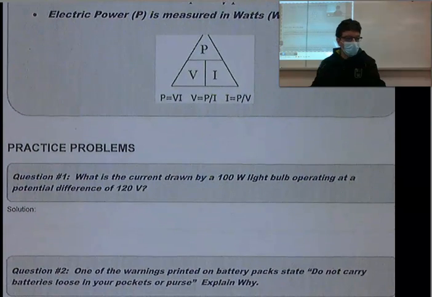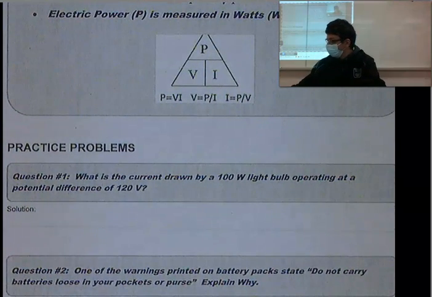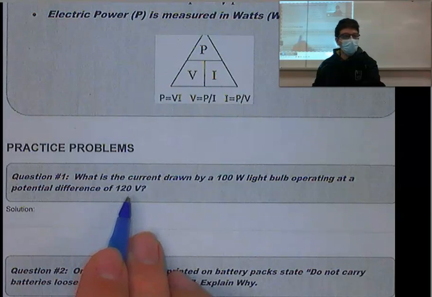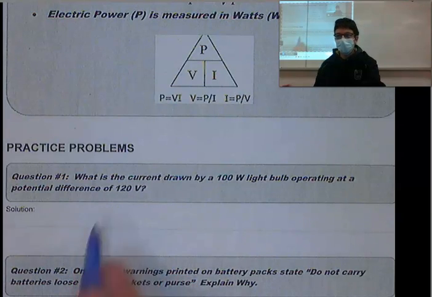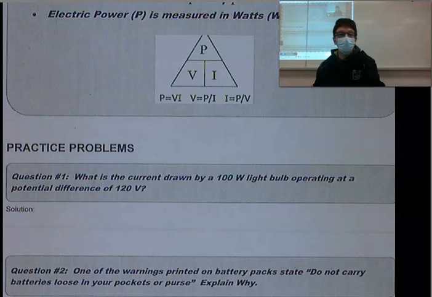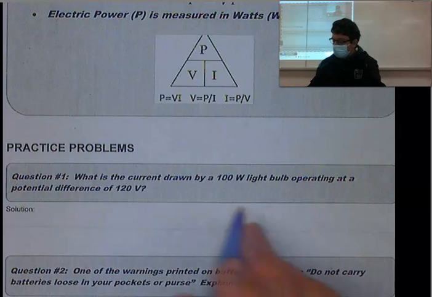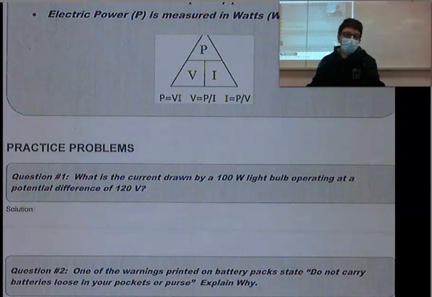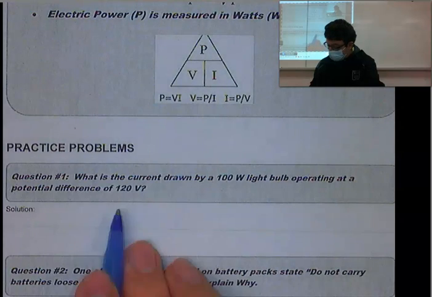The problem says, what is the current drawn by a 100-watt light bulb operating at a potential difference of 120 volts? Because for us in Canada, that's how much voltage you get coming out of your outlets. Most outlets, anyways, are 120 volts. Now this is a 100-watt light bulb, so I'm assuming it's an incandescent light bulb, because a 100-watt LED light bulb would be extremely bright. But maybe there are some of those around. I don't know, actually.